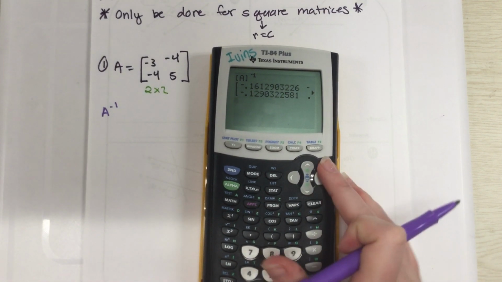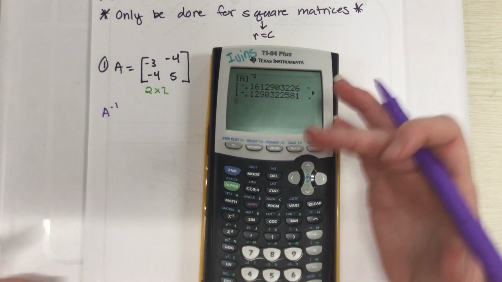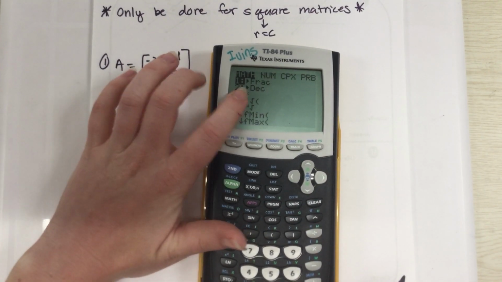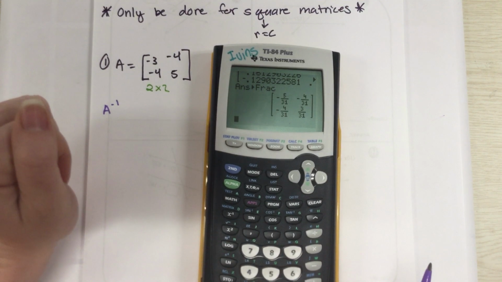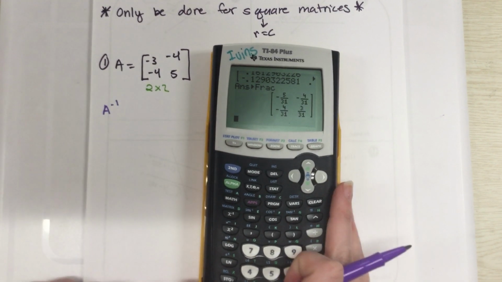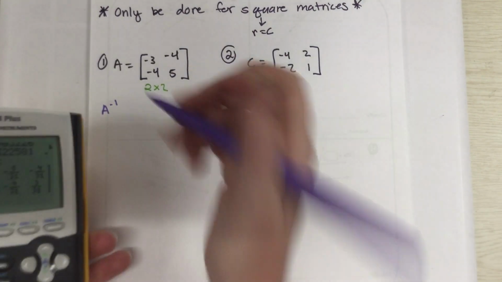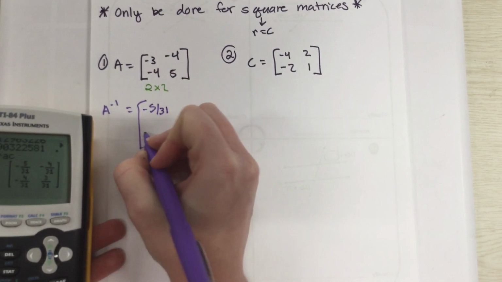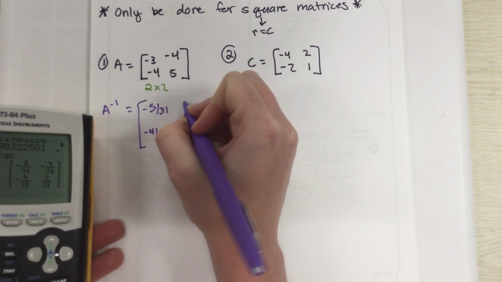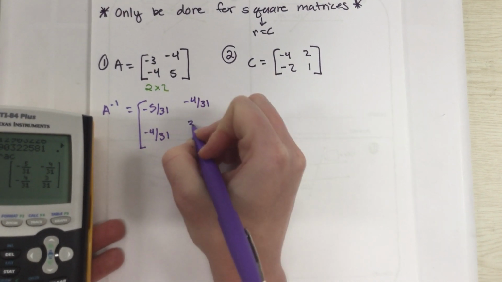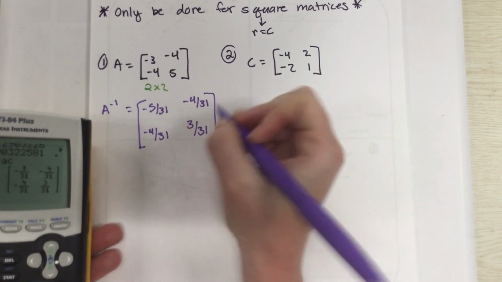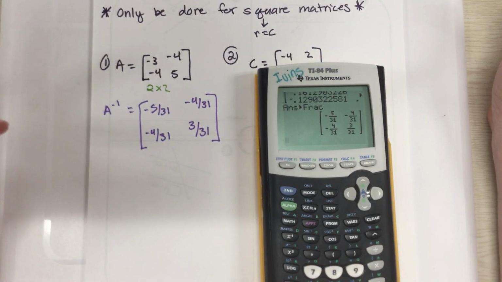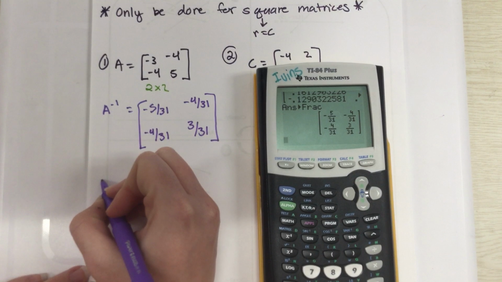This one comes out with a bunch of weird decimals. Alex probably won't want decimals. Guess what? That math frac button also works with matrices, and just turns it straight into fractions. So it is -5 over 31, -4 over 31, 4 over 31, and 3 over 31. That's my inverse right there. Hopefully that makes sense.